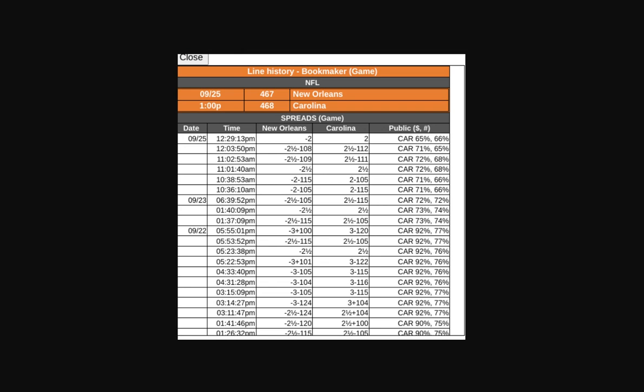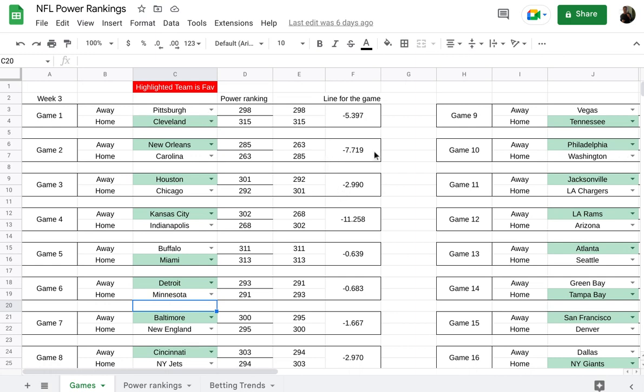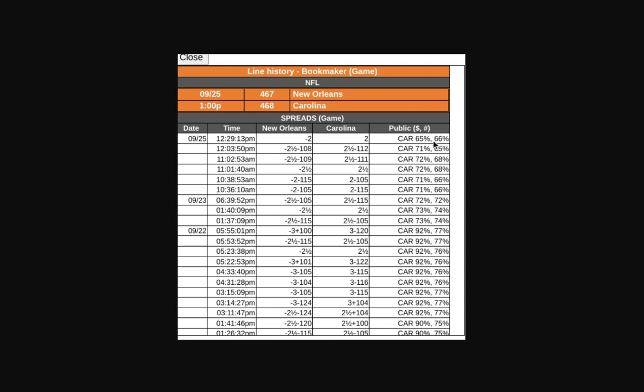All right, so let's dive into the next one. Again, this is very important. My line with New Orleans, Carolina. Let's go back here. We had New Orleans -7.5 or 7.7. And check this out. You can see here Carolina was the public team, but you had line movement that actually favored Carolina there late. It went from 2.5 down to 2. So that was something that was going against us.